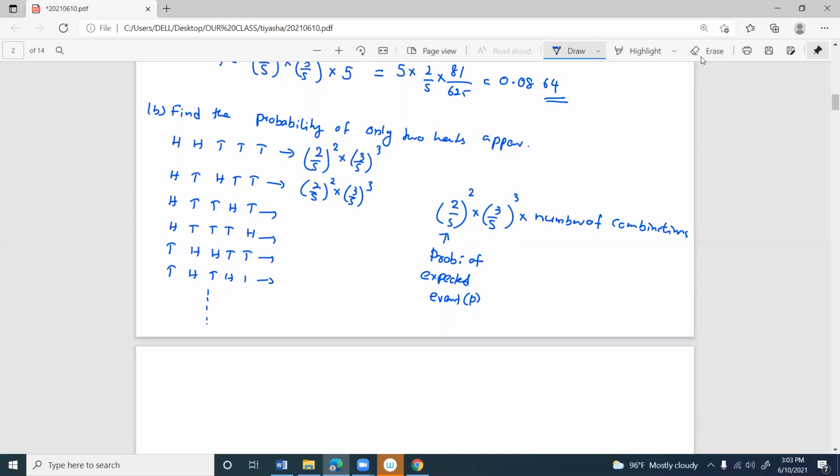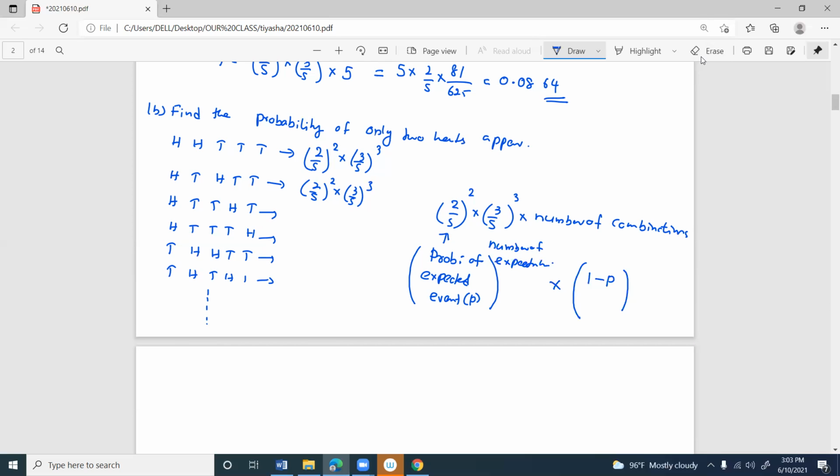Usually marked as P to the power how many trials? We expect two hits, the number of expectations, into 3 over 5. We can get 1 minus P. 1 minus P means 1 minus the probability of the expected event, which is 1 minus 2 over 5.